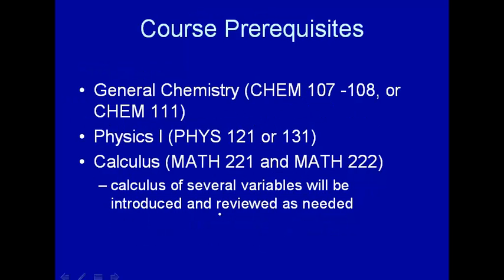Okay, what do you have to know before getting into this course? First is, of course, General Chemistry, Chem 107, 108, or Chem 111. Also required for this course is Physics 1, either 121 or 131. Physics 2 will be handy to have, but physics topics that are not covered in Physics 1 will be introduced as needed during this course. Also, you're required to have Calculus. That's Math 221 and Math 222.